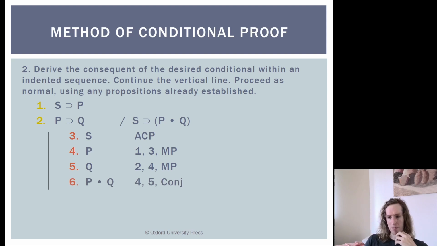Now, since we have both P and Q, we'll have to put these on a line together. So we have P and Q, and our justification is lines 4 and 5, conjunction.